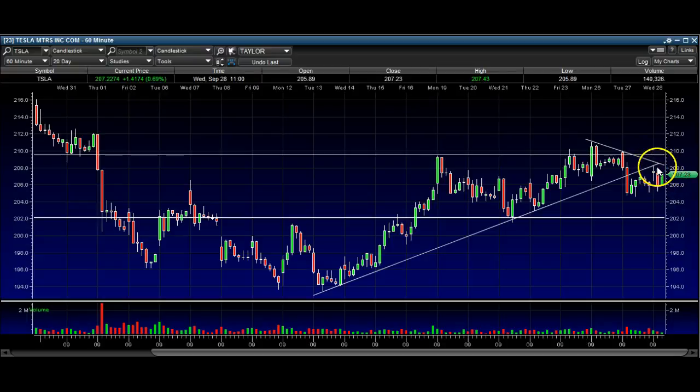Okay, I did not adjust this trend line. This trend line was just drawn like that. We came up here and we got rejected at this retest of the trend line, and now we have this new downtrend line as well.